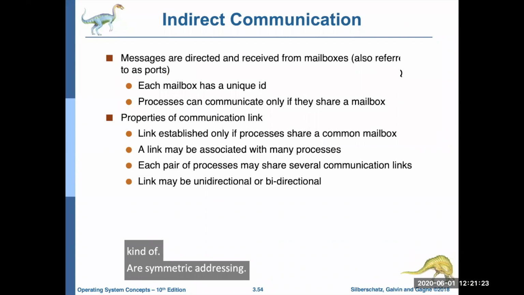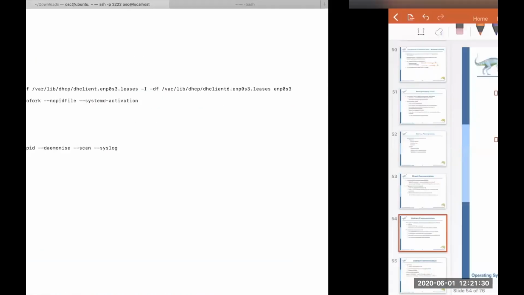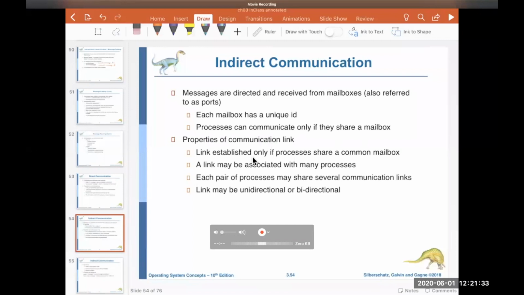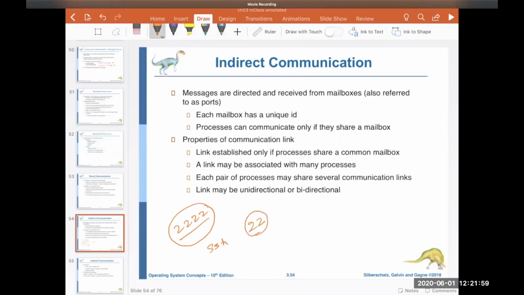Now for indirect communication, we use ports, also called mailboxes. You know that we are interacting with your Ubuntu virtual machine through a defined port. SSH is a process that runs and listens to incoming requests at port number 22 by default. But right now here we have changed that to 2222.